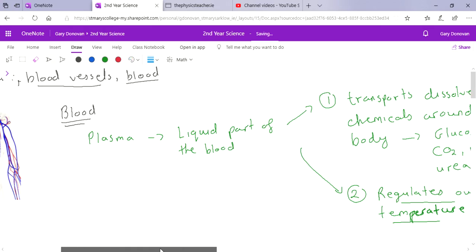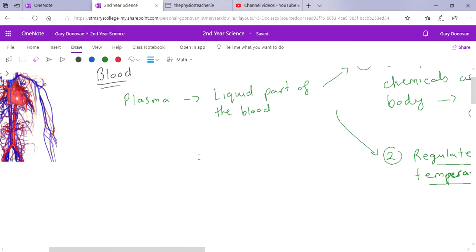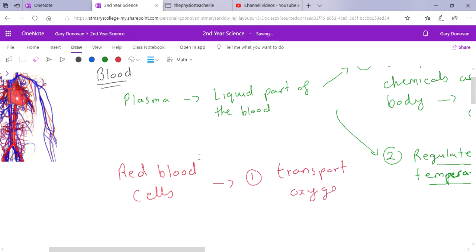Now, what else does the plasma carry? So what other parts of the blood are important? Well, there's three other main parts that you need to know. And the first part are the red blood cells. And the red blood cells are carried by the plasma as well. But the red blood cells have one main function, and that's they transport oxygen. So these red blood cells are specially designed to carry oxygen around our body.